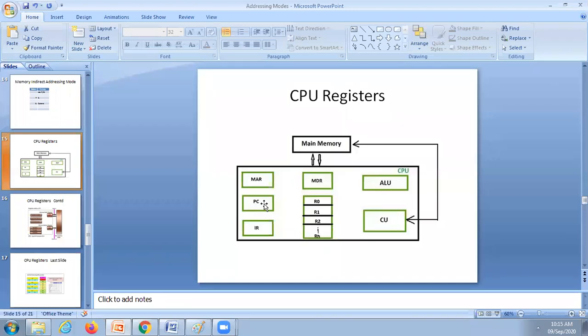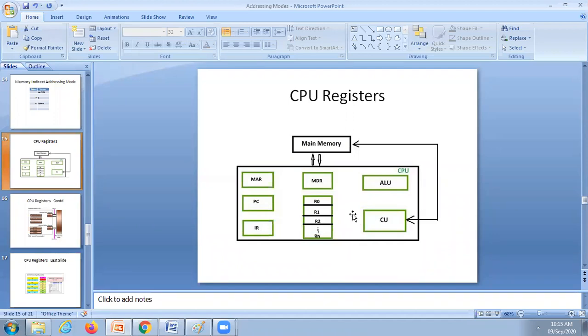Instruction register contains the instruction which is to be executed currently. IR contains the instruction currently being executed. How is it executed? By using the control unit and ALU. ALU is only the arithmetic block. All of these things are controlled by the control unit.